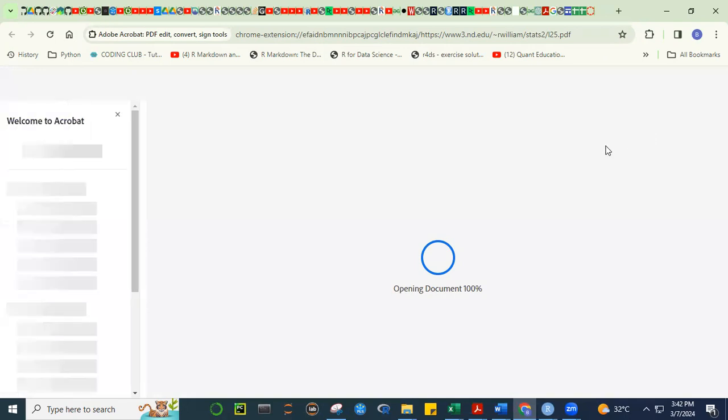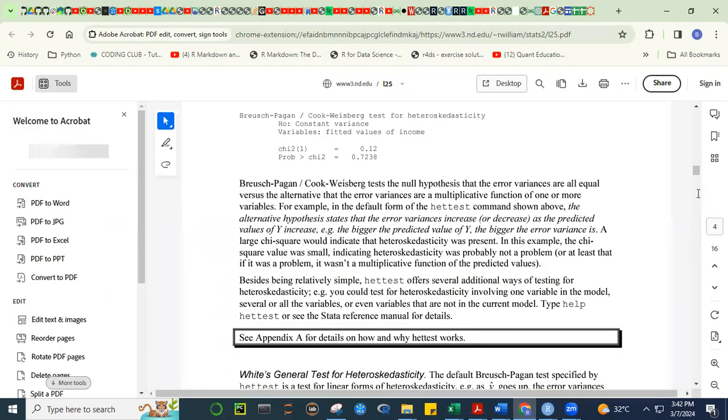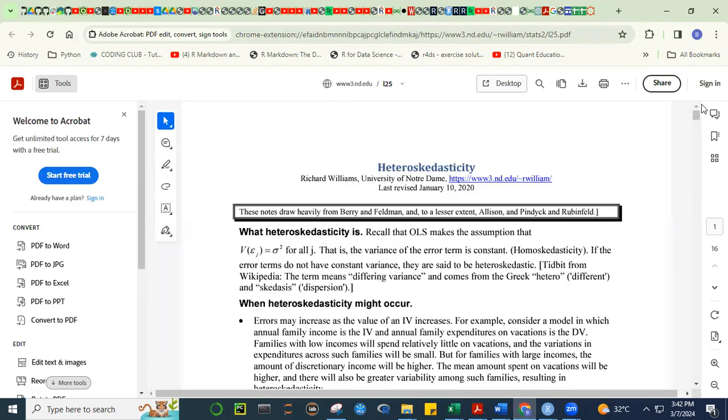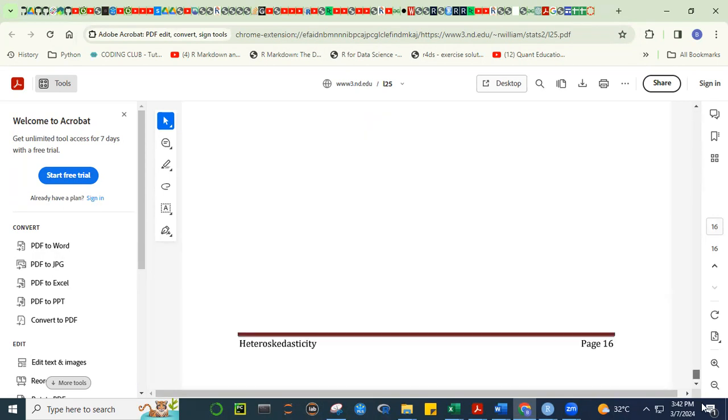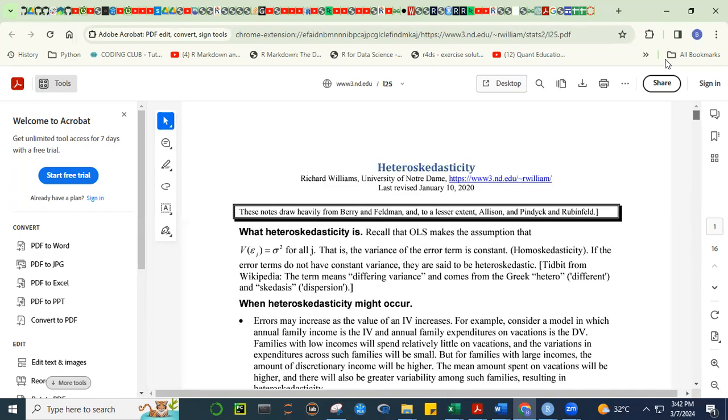So this is from the book of Berry and Feldman. Okay? And to a large extent, Allison and Pindyck and Rubinfeld sa econometrics, no? Okay. Yun ang ating reference. Okay, anyway.